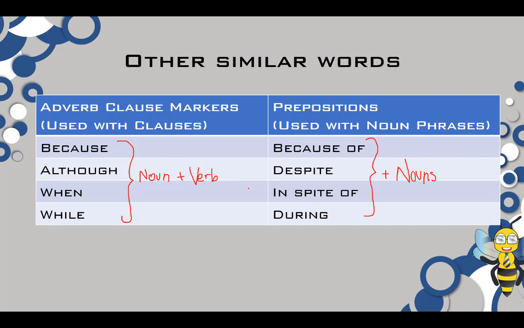Okay? That's the difference. But you must remember: because, a subject and verb. Because of, a noun. Although, noun and verb. Despite, only noun. When, noun and verb. In spite of, noun. While, noun and verb. And during, noun. Okay? Can I continue? Yes. Perfect.